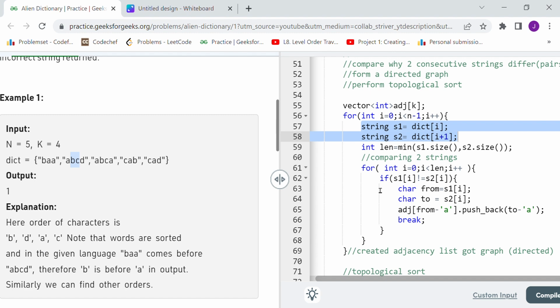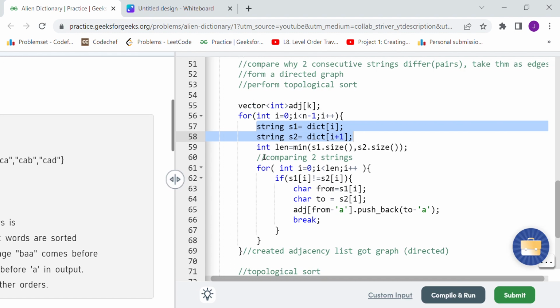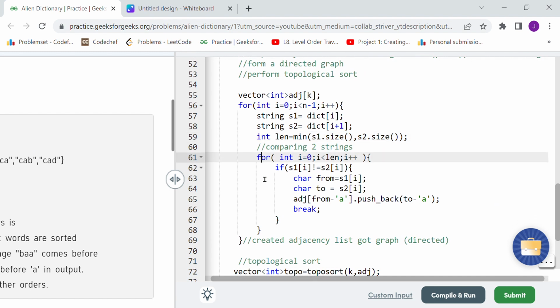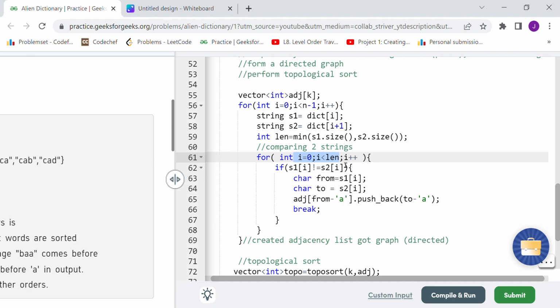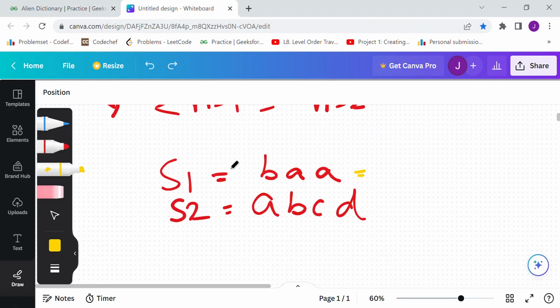In the code, this is only what we are doing. We are taking the length as minimum of both the strings' length. Then we will be comparing the strings. How are we comparing? We are running the for loop for the complete length, that is the minimum of both. Then we check if the ith element of the first string and the ith element of the second string are not equal. In this case, it is the 0th element only. At i equals 0 I got this condition, that S1's 0th element and S2's 0th element are not equal. So what we will do?